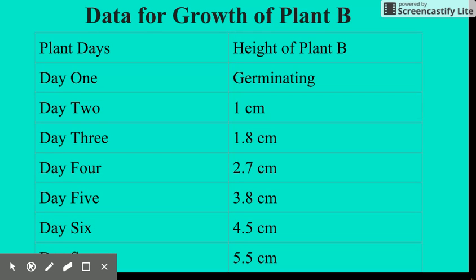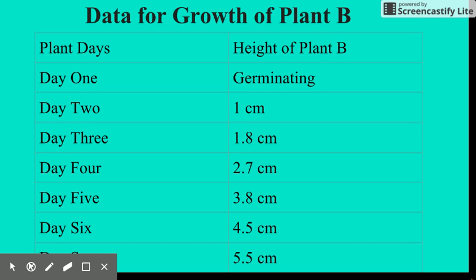And here's my data for the growth of plant B. In day 1, it was germinating. In day 2, it grew 1 centimeter. In day 3, it grew 1.8 centimeters. In day 4, it grew 2.7 centimeters. Day 5 was 3.8 centimeters. Day 6 was 4.5 centimeters. And day 7 was 5.5 centimeters.